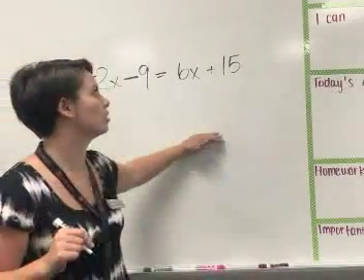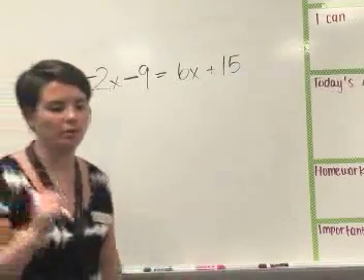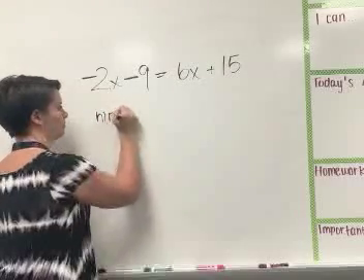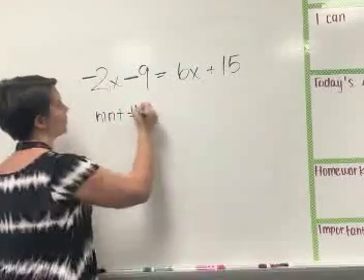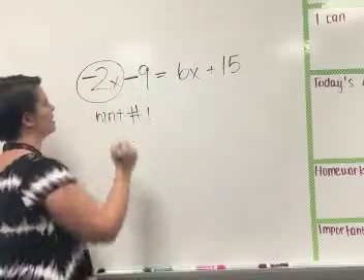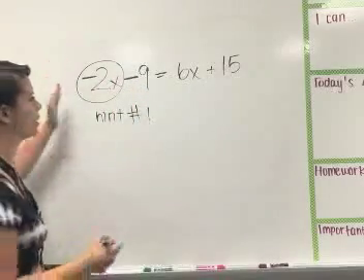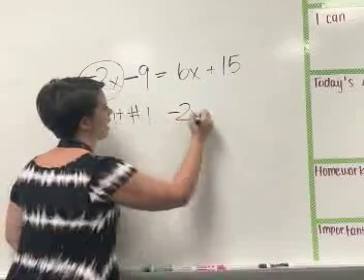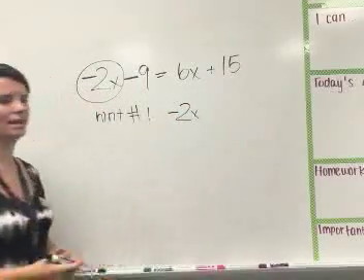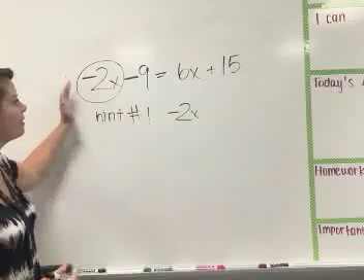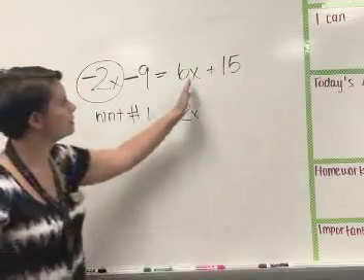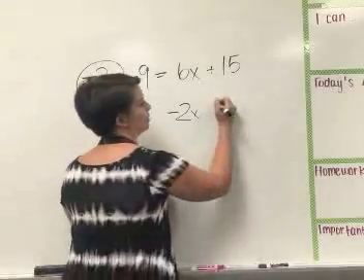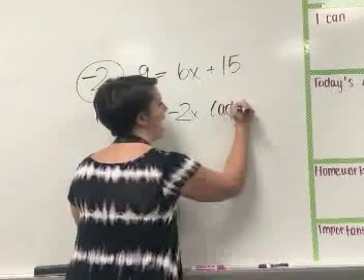I'm going to let you try to solve this one by yourself, but I'm going to give you a couple of hints. Hint number 1. This is a negative number. Negative 2x. Don't forget the negative. So if you have a negative and you want to bring it over to the other side, you're going to do what? Add.